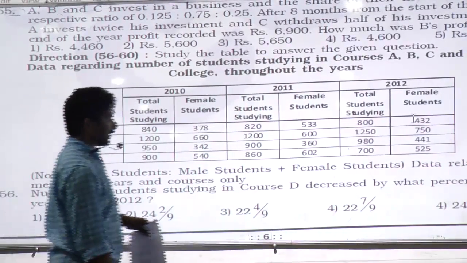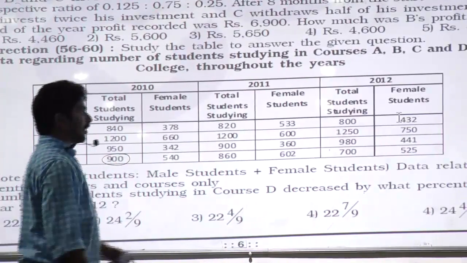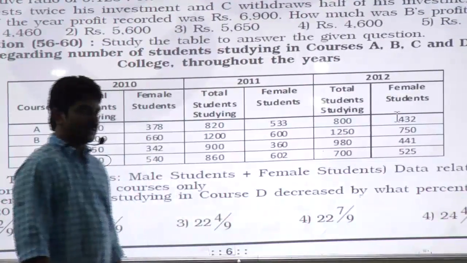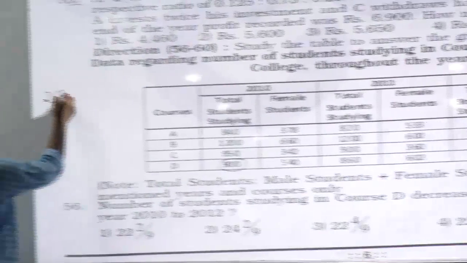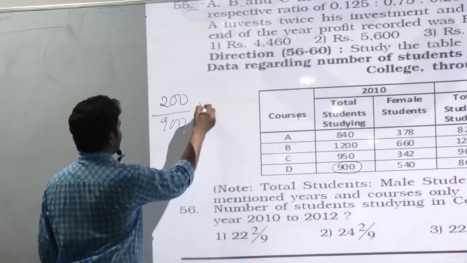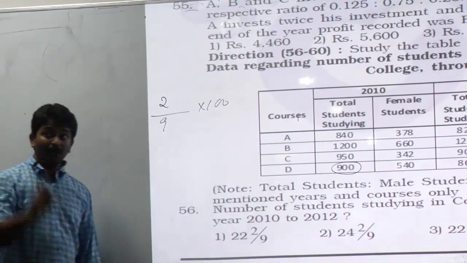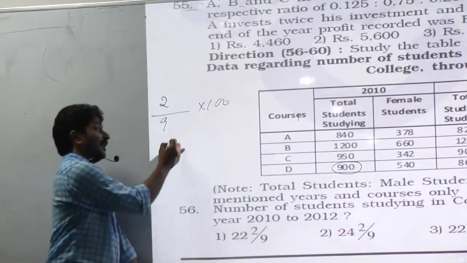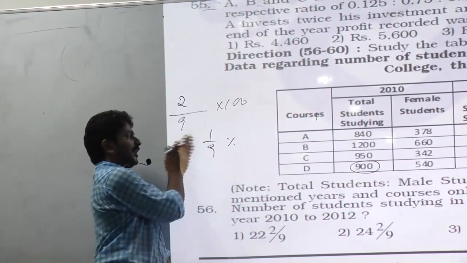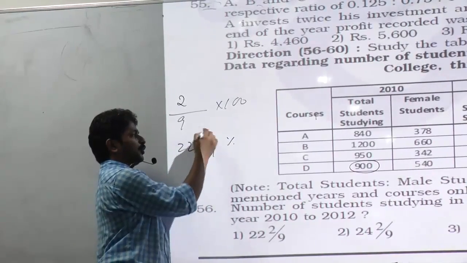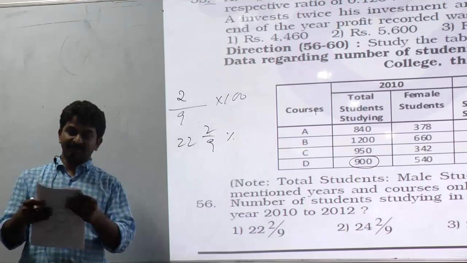2010 to 2012: 2010 is 900 and 2012 is 700. 700 is how much less than 900? 200 less, from where? 900. Percentage, right? So into 100. The 2 zeros cancel, 2 by 9. What is 1 by 9? 11. 1 by 9 is 11%. 2 by 9 in the sense into 2, that will be 22. 2 by 9%. So 56, 57.